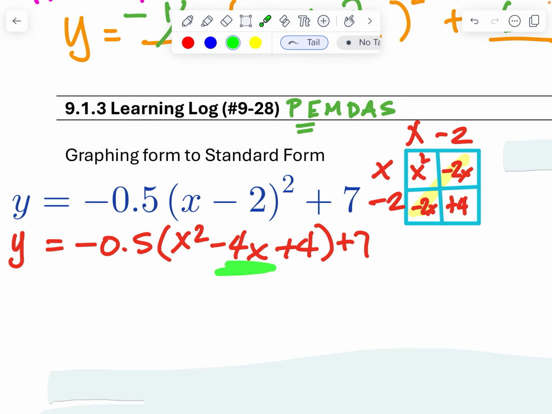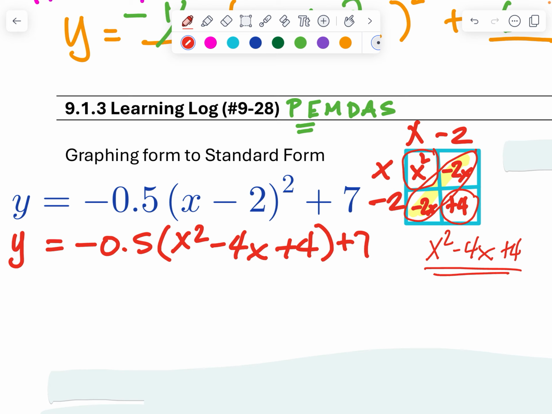Okay, if you're not sure where I got this from, I just took this, and maybe I'll do this down here as well. I just took this and I wrote it out. So for instance, if I do this, I'm going to get x squared from this first box, and then these two we add together to get minus 4x, and then the plus 4 goes on the end. So that's what I wrote in there.